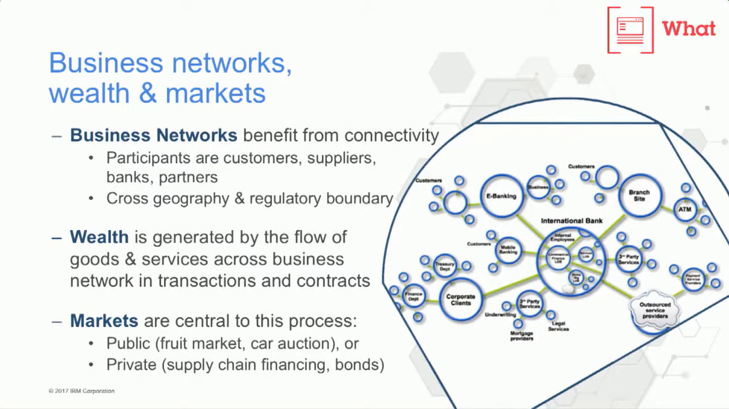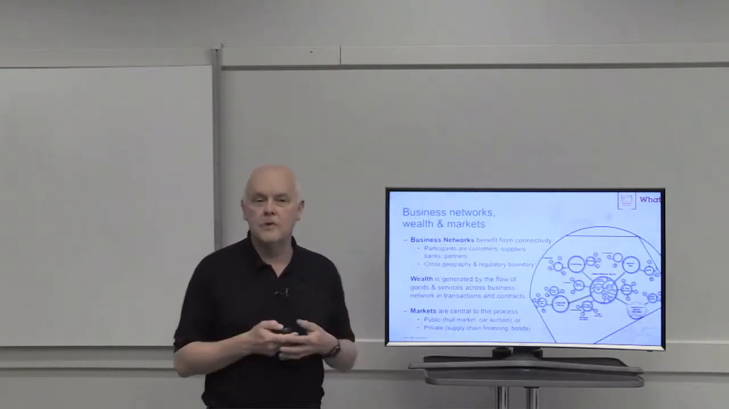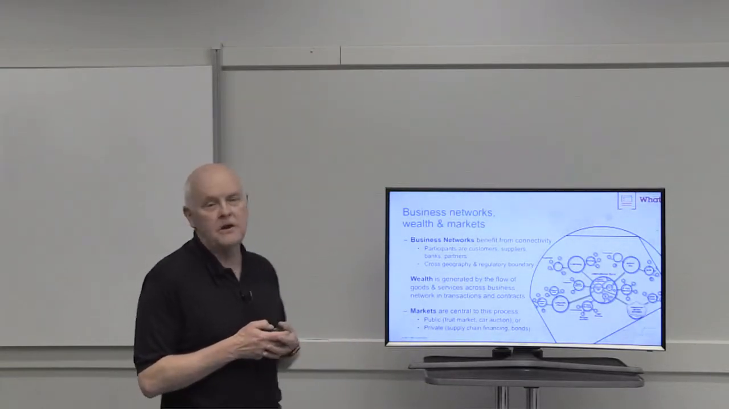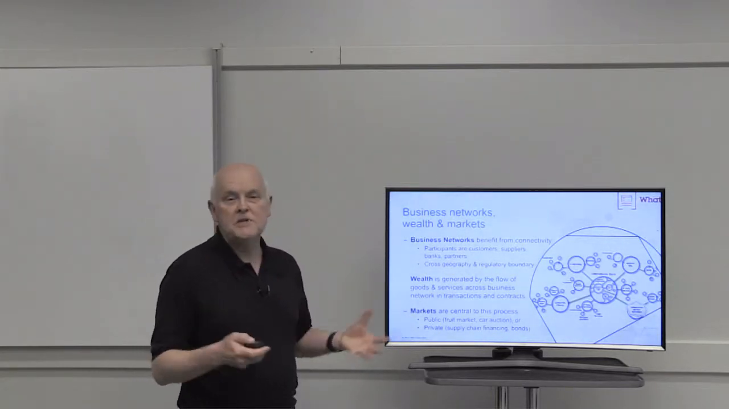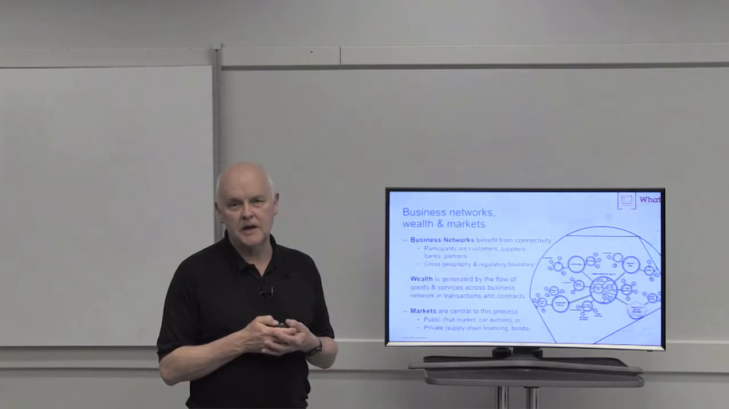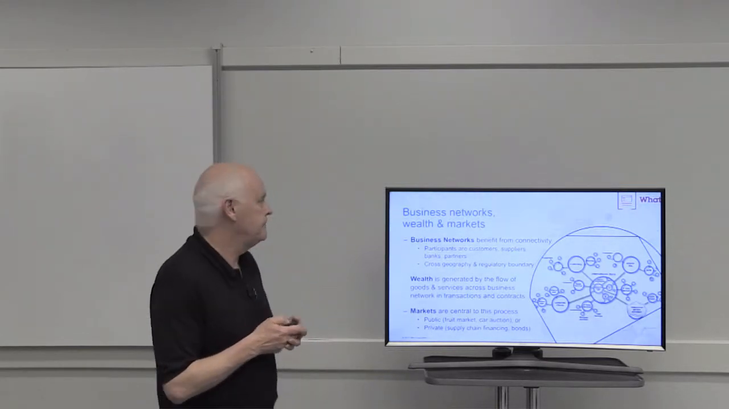And markets could actually also be of two different types. We can have an open market, such as an auction, or a private market, such as supply chain financing or a bonds exchange. So effectively, these business networks are fundamental to the application of blockchain, as I'll describe as we go through the rest of the presentation.